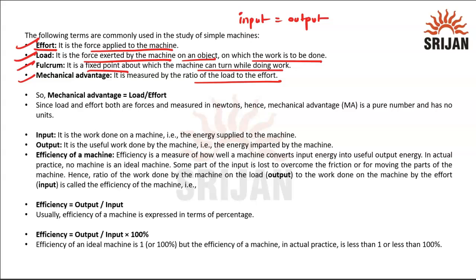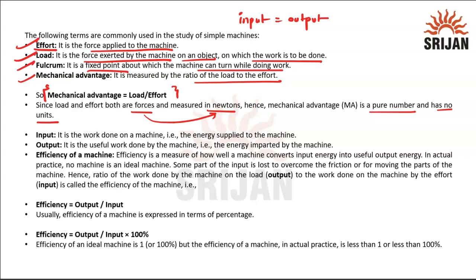And how will you calculate it? With this formula: mechanical advantage is equal to load divided by effort. We use this formula, calculate the value, and can tell whether it is advantageous for us or not. Since load and effort are both forces, they are measured in Newton, because the unit of force is Newton. Hence, mechanical advantage is a pure number and has no units.